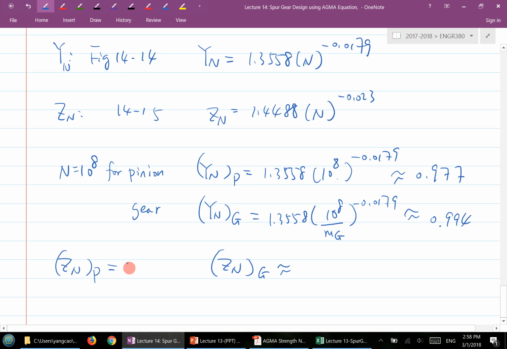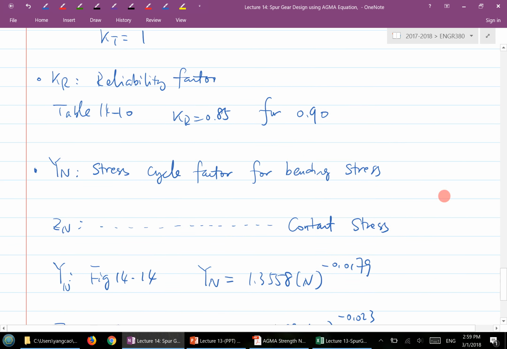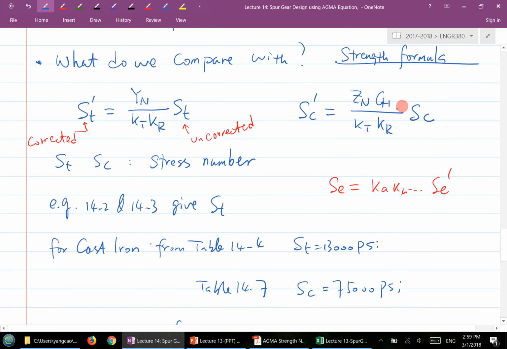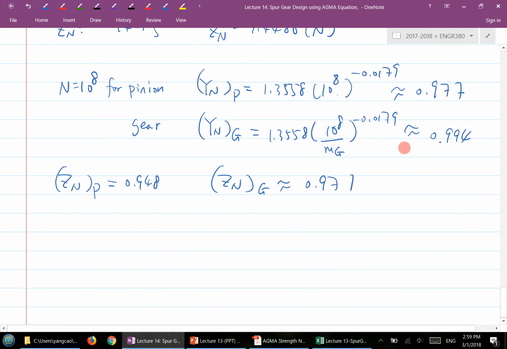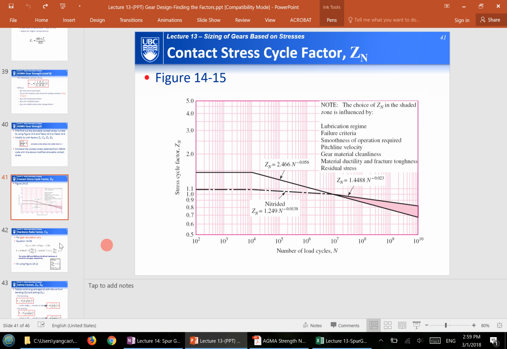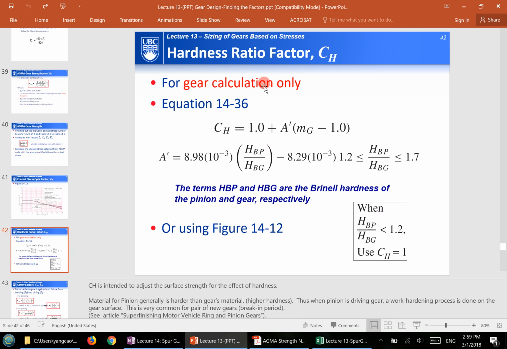So this one will be this much. This one will be here. That's the stress cycle factor, in terms of the two sets of parameters, for pinion and gear respectively. So the last factor here is the CH factor. CH factor is called the hardness ratio factor. So I'll show you this one here. That's CH.